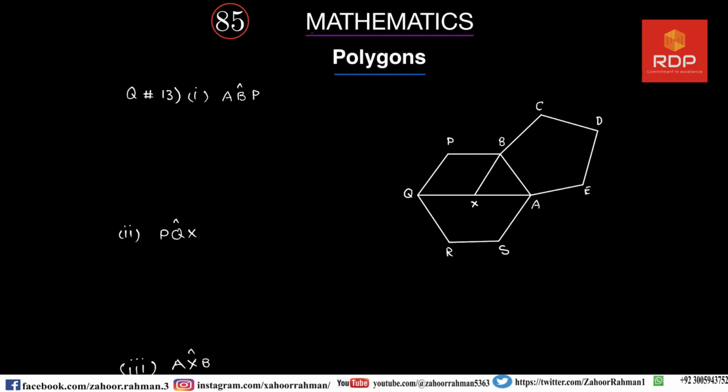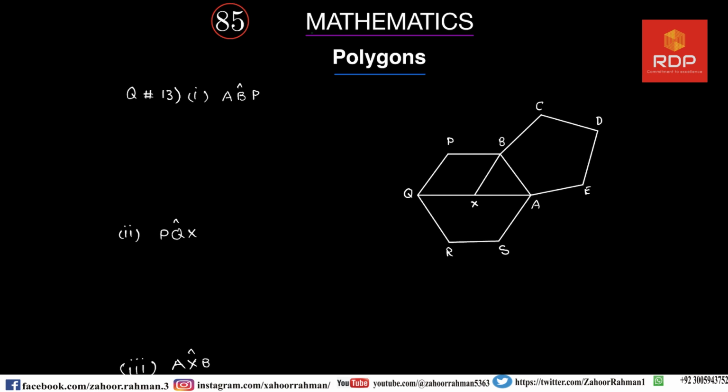The figure is on the right side of your book. We have to find ABP, which is this angle. For that purpose, we have to find the interior angle of a hexagon, and because ABP is the interior angle of the hexagon, that will be the answer.